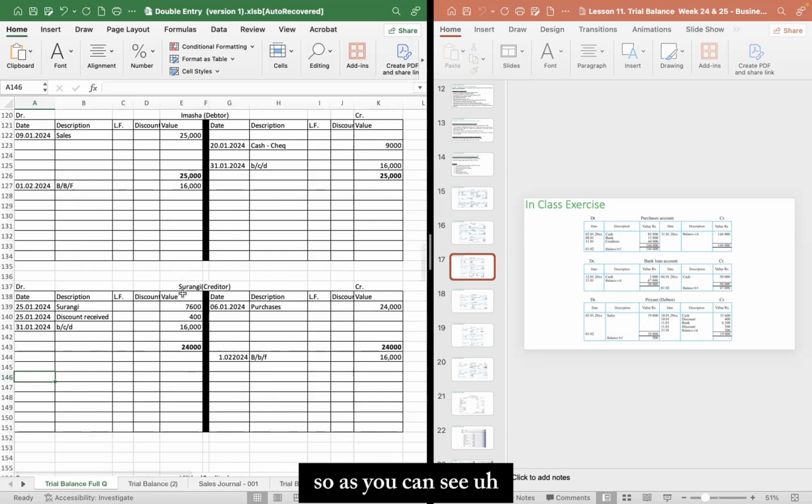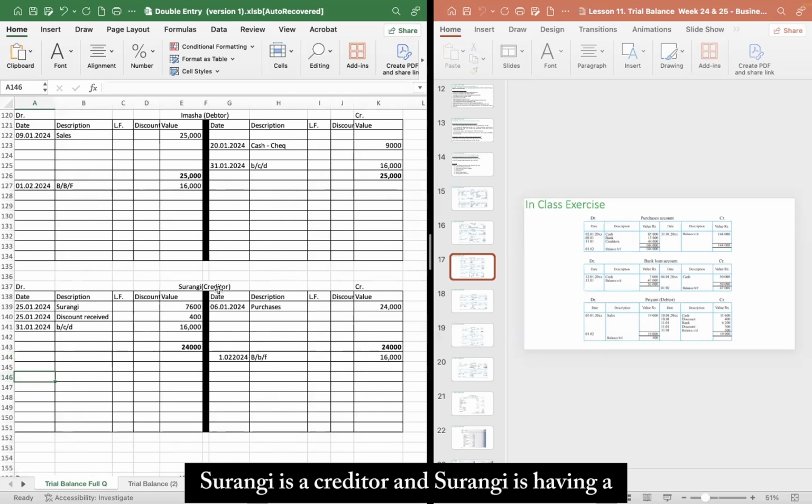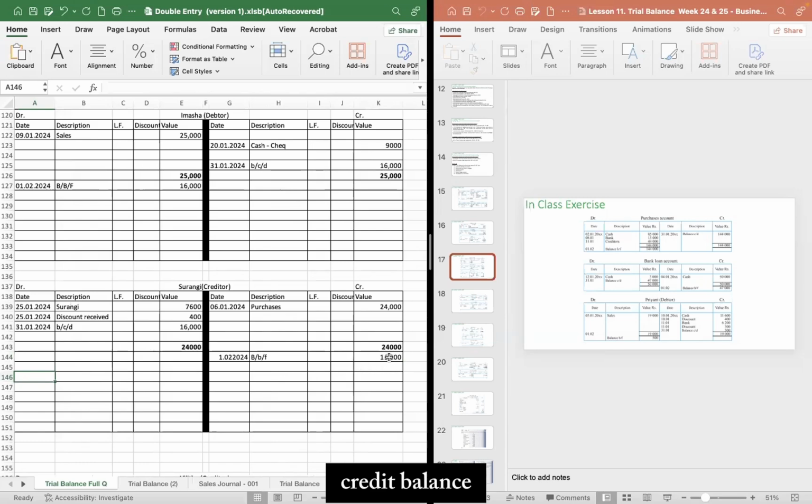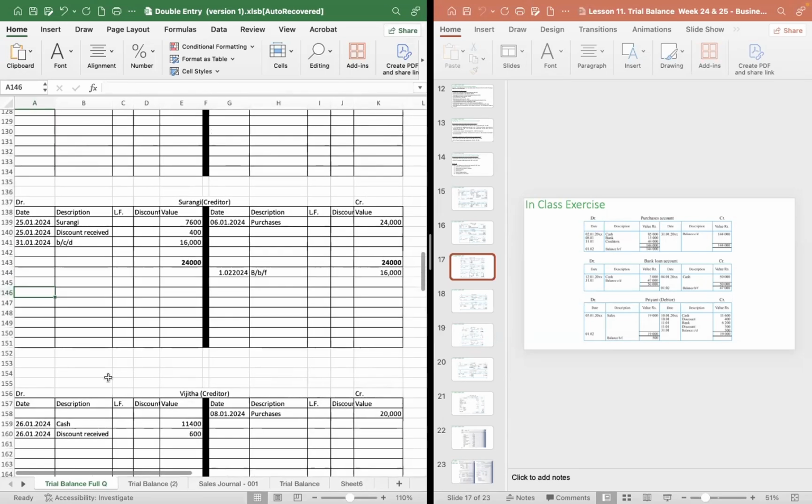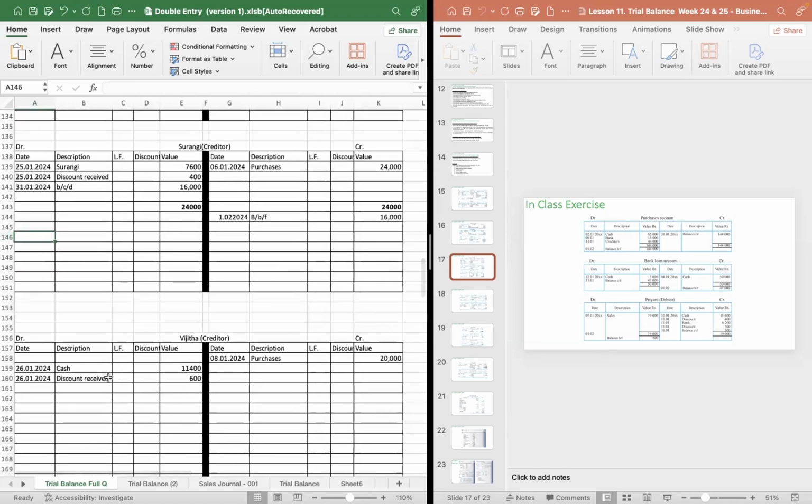So as you can see, Surangi is a creditor and Surangi is having a credit balance. A creditor always has a credit balance once it is balanced off. Vijita is also a creditor. So which balance should Vijita ideally carry? A credit balance.